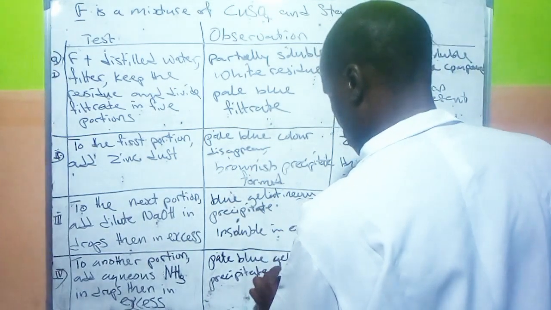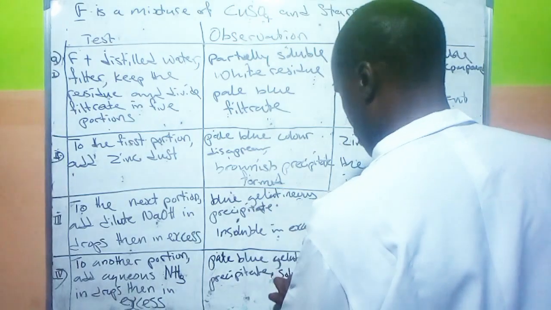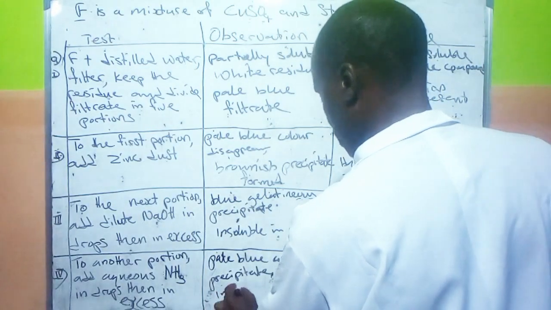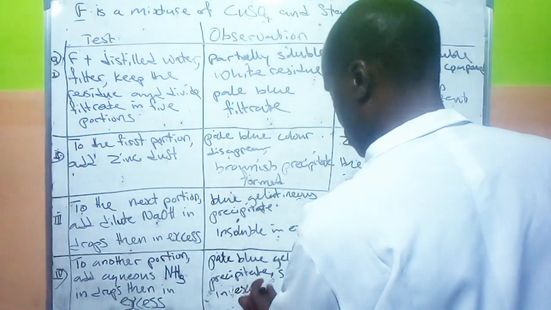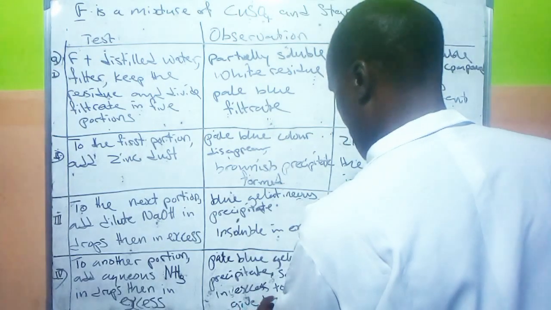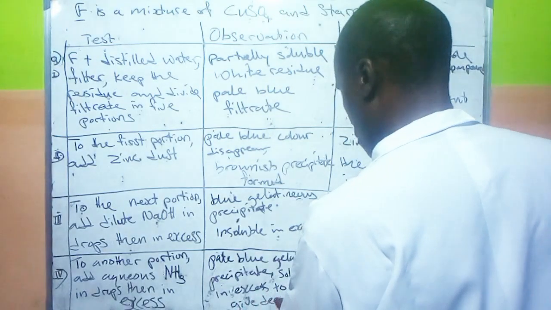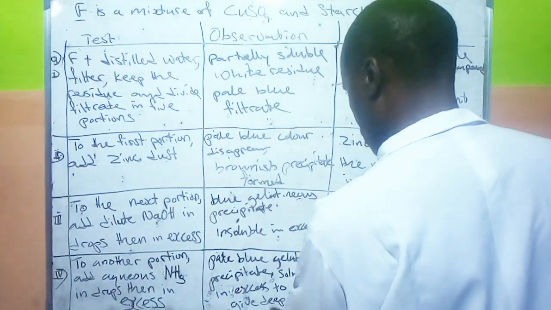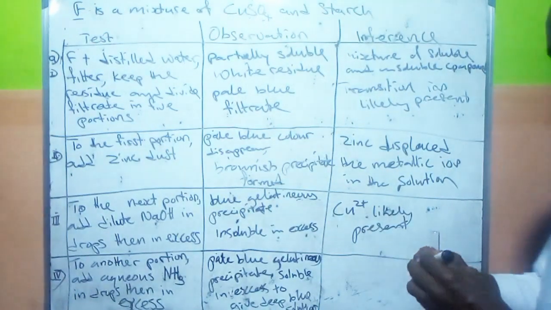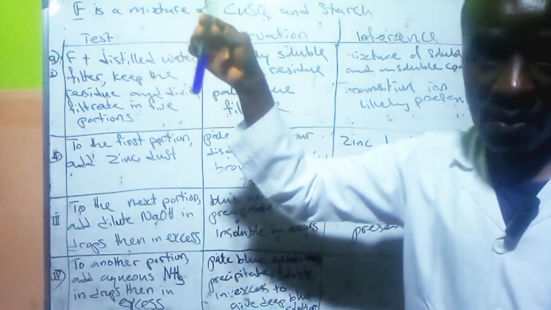And then we say soluble in excess to give a deep blue solution. As you can see here, it's a deep blue solution that we have.